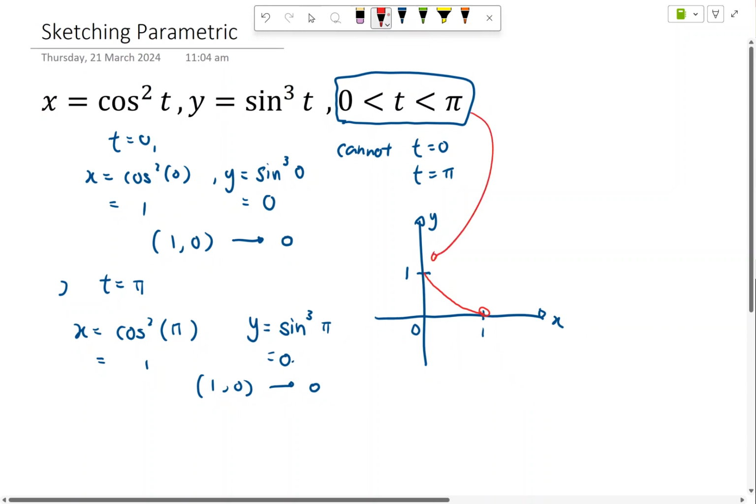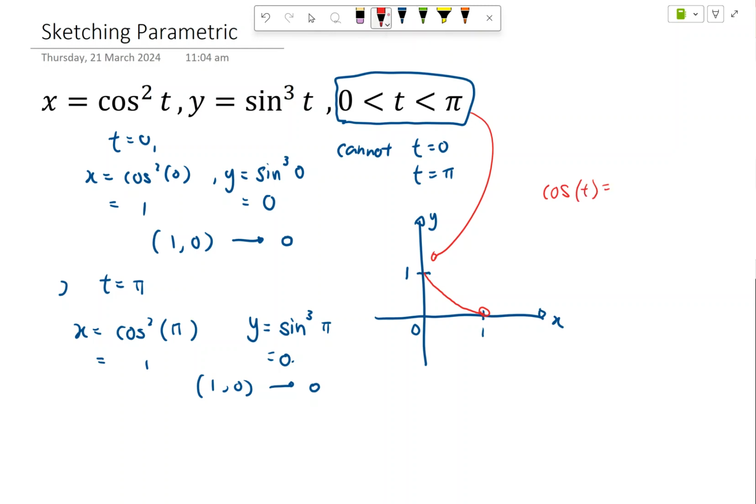Now, what about this point 0 comma 1? It doesn't matter, because when is x at 0? When is cosine equal to 0? Cosine t equals 0 is when t is equal to pi over 2. This is just in the middle of the curve only. So in this case, it doesn't matter. Always only look at the extreme points, sub in the 0 and sub in the pi.